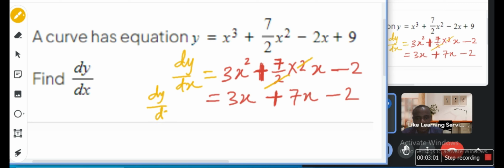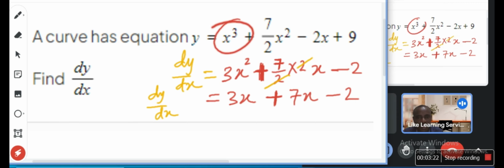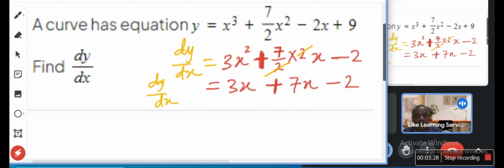The rule always is the power of x, multiply it with the coefficient of x. That's why we have 7 over 2 times 2. Then the power of x, subtract 1 from it. 2 minus 1 gives x raised to the power 1, which is just x. 2x will just be 2. x cubed will be 3 times the coefficient, which is 1 here, so 3x squared. Okay, so that's dy over dx.